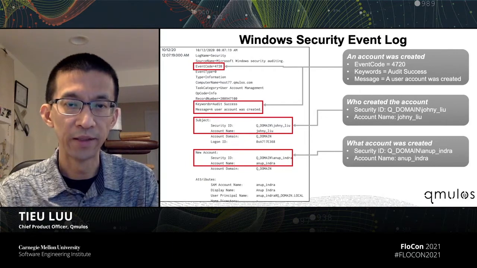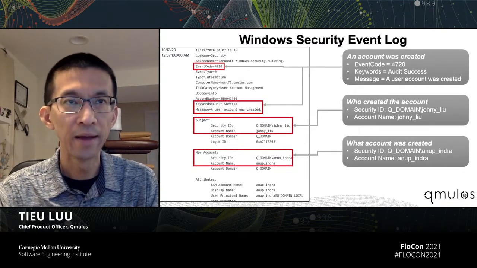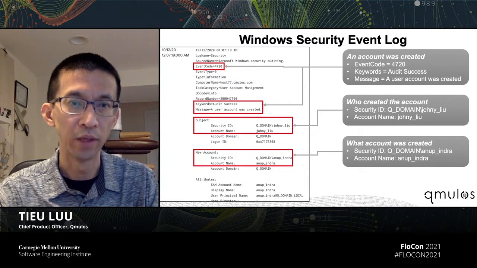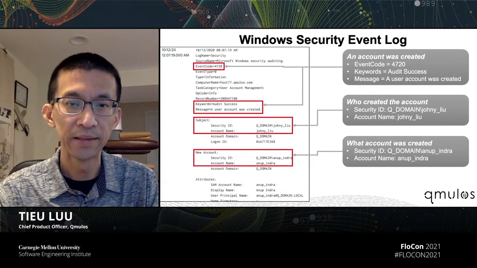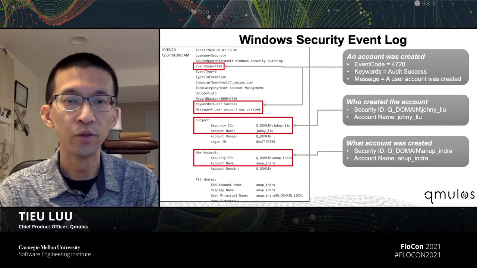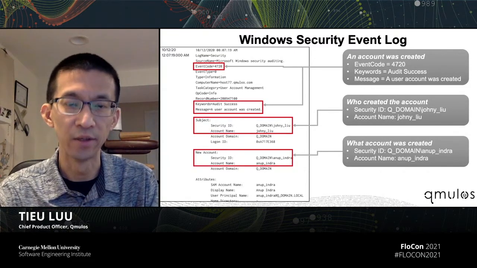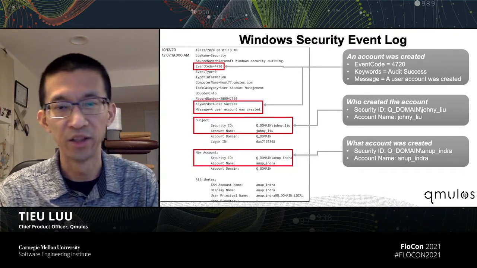Second group of information that's important is who created the account. So to do that, we look at the subject grouping of elements there. From the subject grouping of elements, we'll want to pull the security ID and the account name. So that basically tells us which user performed that action. So you can determine, for example, if that user is indeed an authorized user to be performing account management actions.